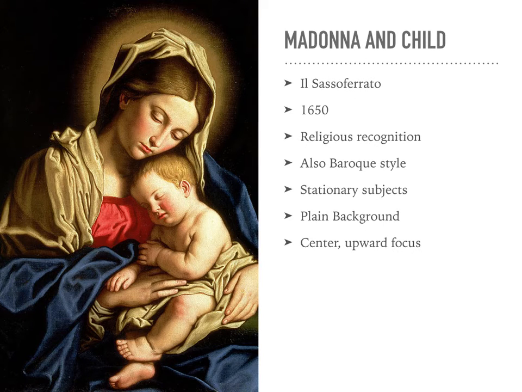The next piece we're looking at is Il Sassoferrato's Madonna and Child. This was created in 1650 and is very obviously a religious icon. This piece was also created in the Baroque style. One difference from the portrait of the two sisters is that both subjects, the Madonna and the Child, are stationary. There's no action. Both appear to be peaceful and in a state of rest or potentially even sleeping.